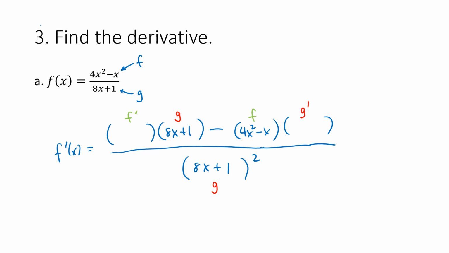And then f prime, the derivative of 4x squared, the 4 is a constant multiple, the derivative of x squared is 2x, and the derivative of x is 1. And then for g prime, the derivative of 8x is just 8, and the derivative of 1 is 0. So that's just going to be 8. And again, just leave it like that. Don't worry about simplifying, just leave it in that form.